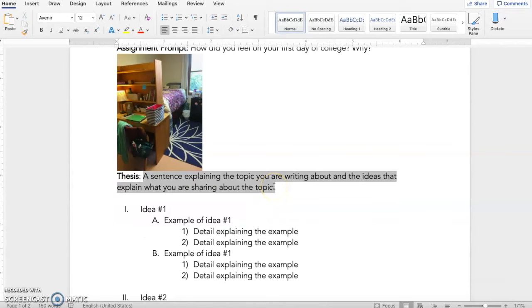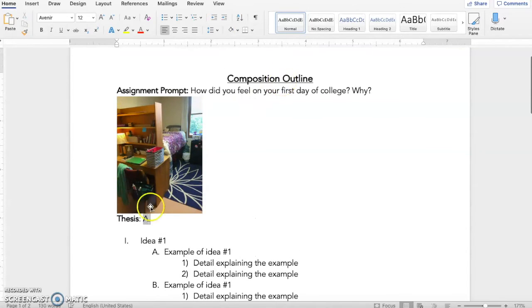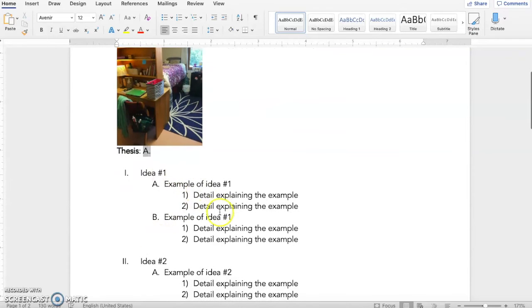What was my main emotion? So, and again, make sure you're deleting these prompts as we're going along. When you are doing your outline, you don't need to keep all these little things in here. They're just to remind you what each section should have in it. Okay, so my thesis statement.